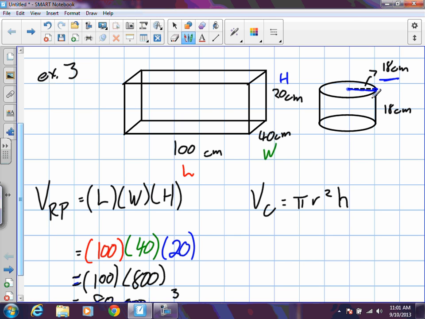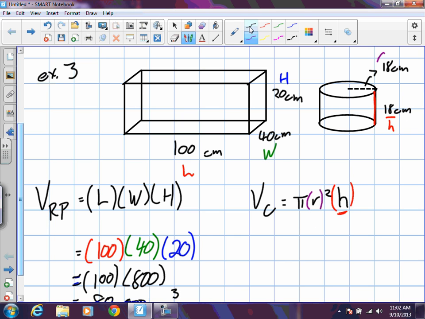So we're going to denote that. I'll put it in purple. Our R is 18 centimeters. And our height, I guess we'll do it in red. Our height here is 18 centimeters. The cylinder happens to be 18 centimeters high. So we're going to be replacing H with the value of 18, and we're going to be replacing our R with the value of 18.